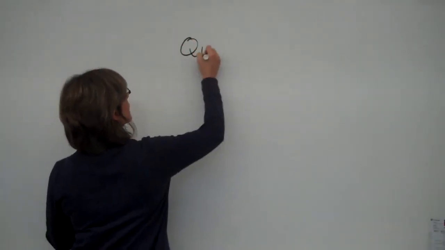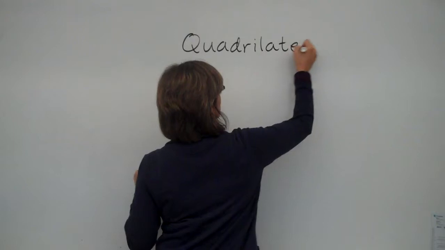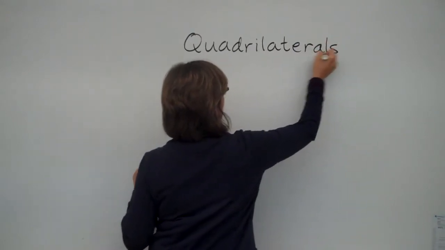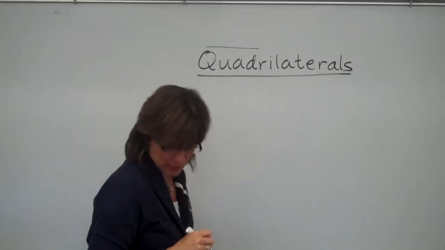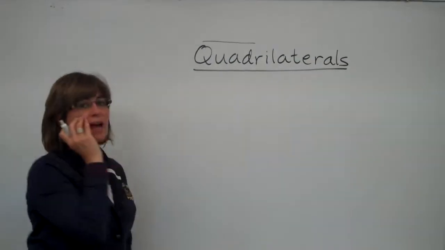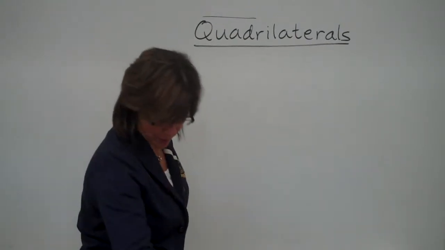Right, so we did triangles as one type of polygon. Now we're going to do quadrilaterals. And we already said quadrilaterals have 4 sides. There's that prefix quad, which means 4. So we have a lot of characteristics of quadrilaterals to talk about.